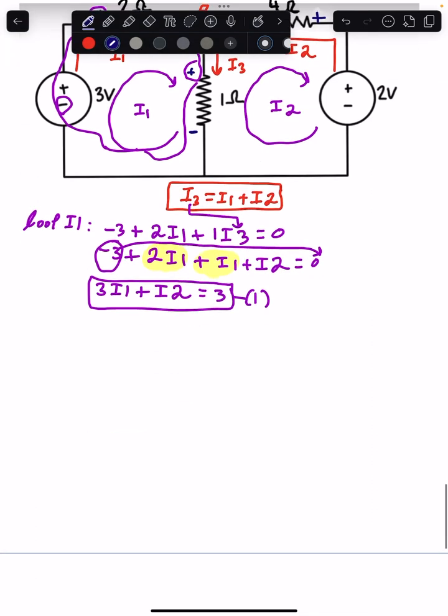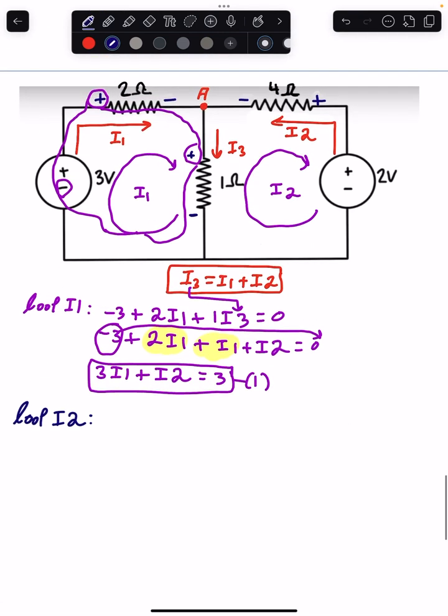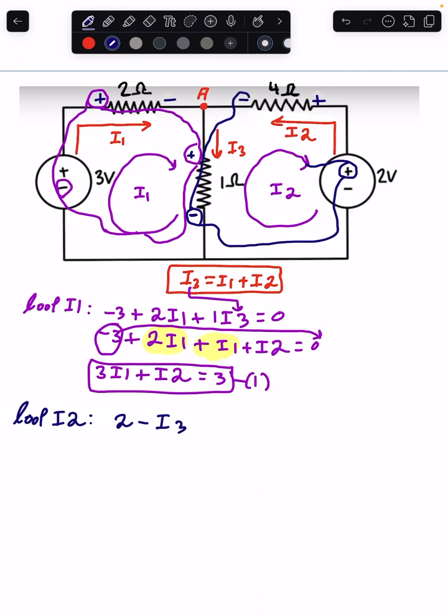Let's go for loop 2, or loop I2. Going in the clockwise direction, taking the first sign of the component, which is positive 2, continuing in the loop to the first sign of the second component, which is -1I3, -4I2, going back to the battery, which closes the loop and gives us 0.